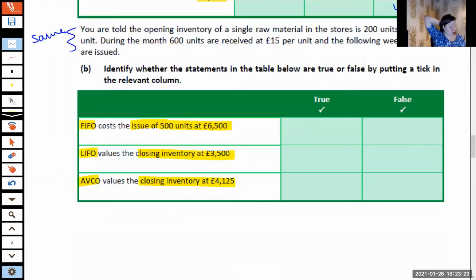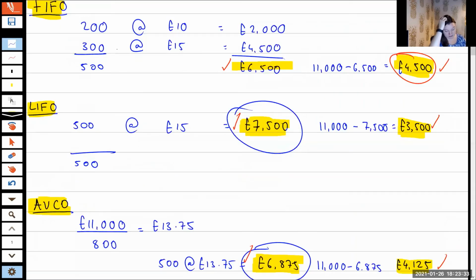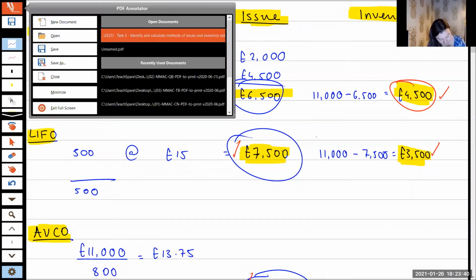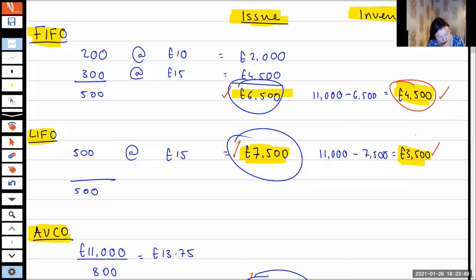My next question then was true or false statements. The first thing says FIFO cost the issue of 500 units at 6,500. Let's have a little look. Yes, it does. The cost of issue of FIFO was 6,500, so that is true. It says LIFO values the closing inventory at 3,500. Well, let's go and look at our workings. I've got LIFO here, I've got my closing inventory. Yes, it does value it at 3,500. I'm going to give that one a tick for true as well.